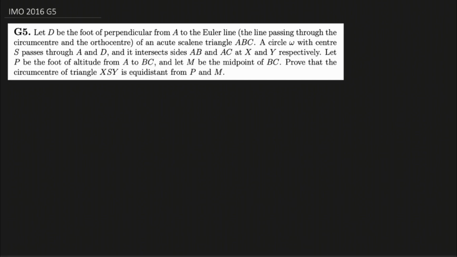Welcome back, guys. Today we're going to be taking a look at IMO 2016 G5. On a side note, this was actually the first G5 I've ever solved, just yesterday actually, so I'm quite proud of that. And IMO 2016 was hosted in Hong Kong, so that's also pretty interesting.